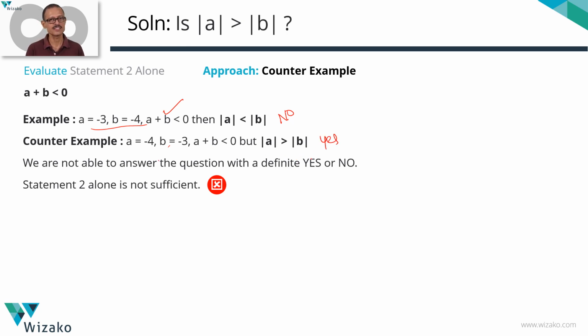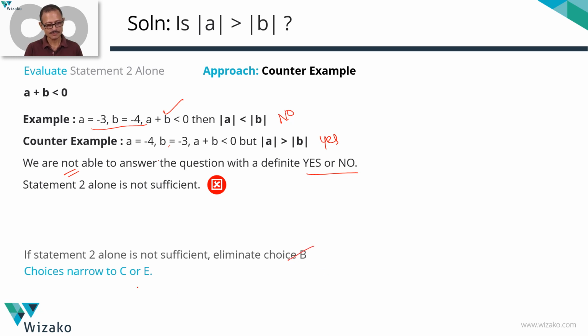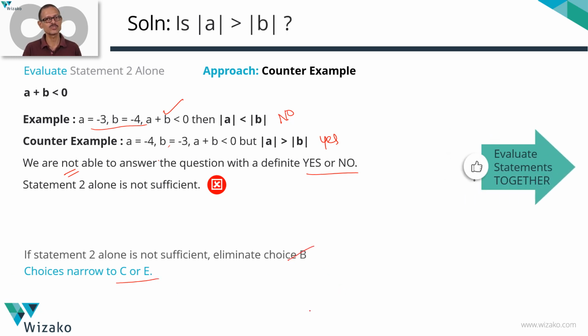The answer to the question is yes. So sometimes yes, sometimes no. No definite answer. We are not able to answer it with a definite yes or a no. Statement 2 alone is not sufficient. Eliminate answer option B. Down to C or E. Let's combine the two statements.